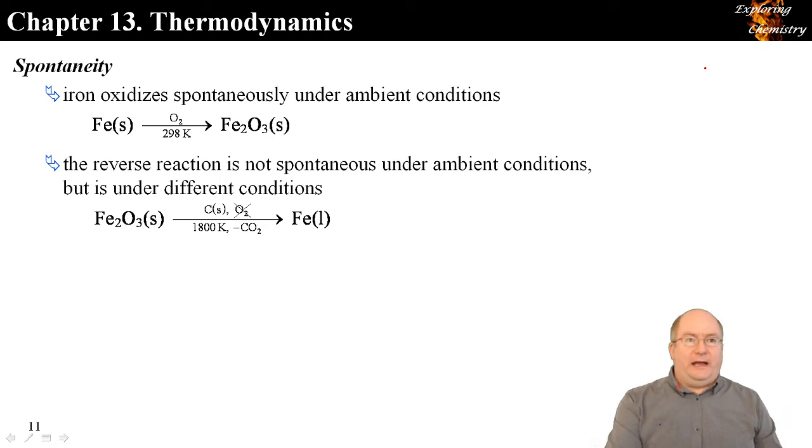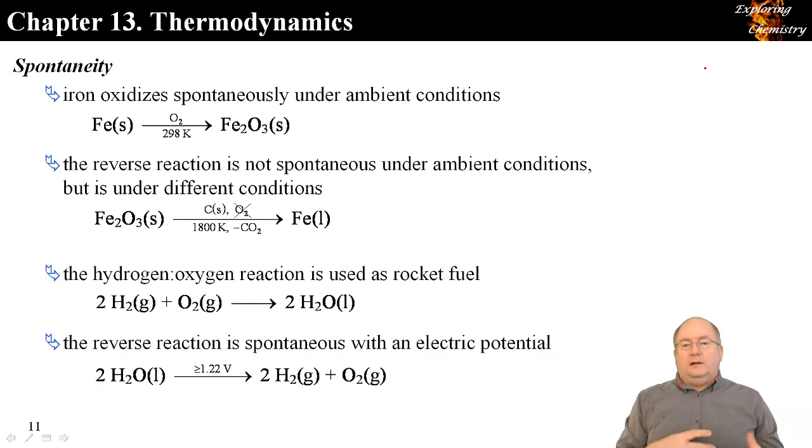So there's another way of doing it that doesn't require coal, and it is environmentally greener. Let's look at the hydrogen-oxygen reaction to produce water vapor. Under normal conditions, hydrogen and oxygen are going to react explosively to produce water vapor. In a controlled environment, this can be used as a rocket fuel. It is used as a rocket fuel because it's environmentally safe as well.